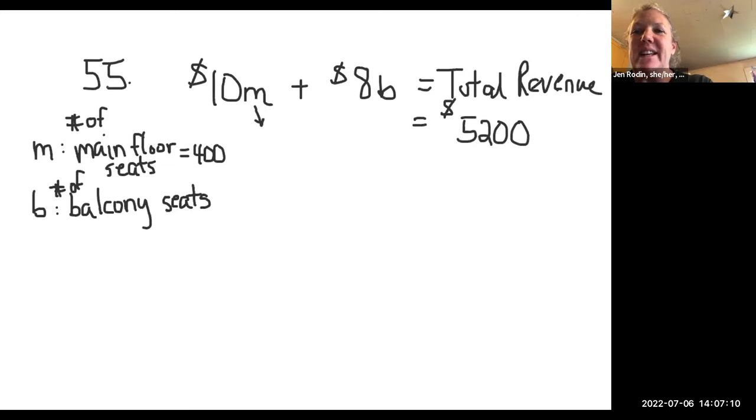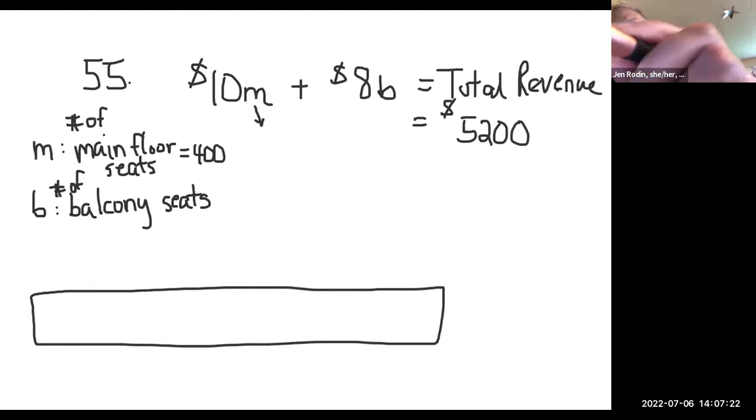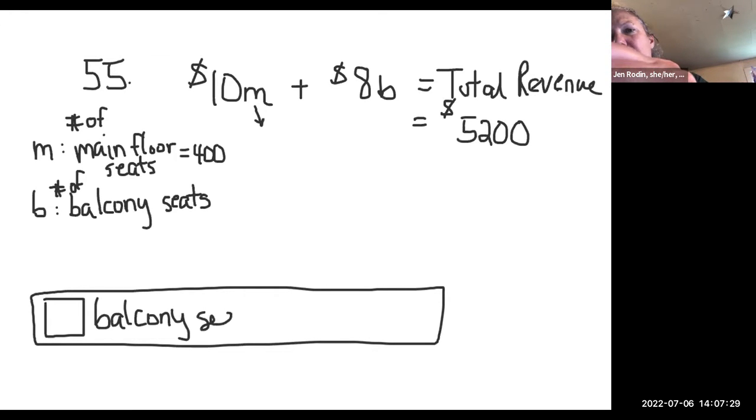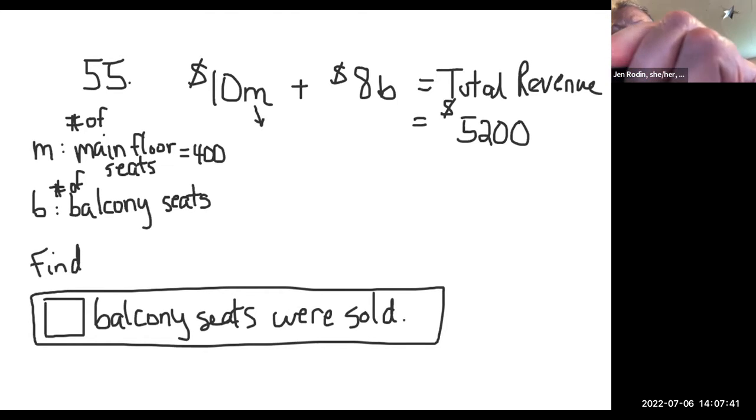And then the answer is, when they asked the question, how many balcony seats were sold? I can already start to put my answer right here. So many balcony seats were sold. And I always encourage students to say, what are we looking for? Balcony seats. Find the value of B.